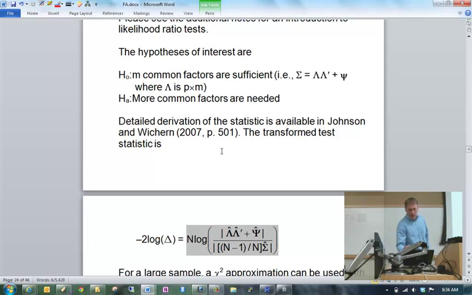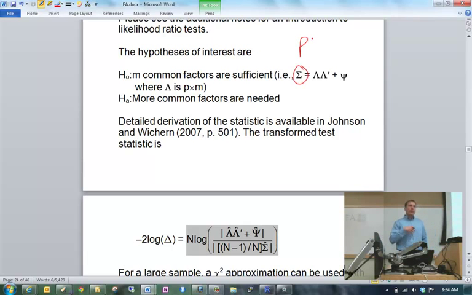Note that I have written this in terms of my factor analysis equations here, where I have a sigma. You could also replace that with P2. It's just I happen to write it in terms of sigma. The alternative hypothesis is, oh, wait a second, you're going to do better if you have more common factors. Okay?